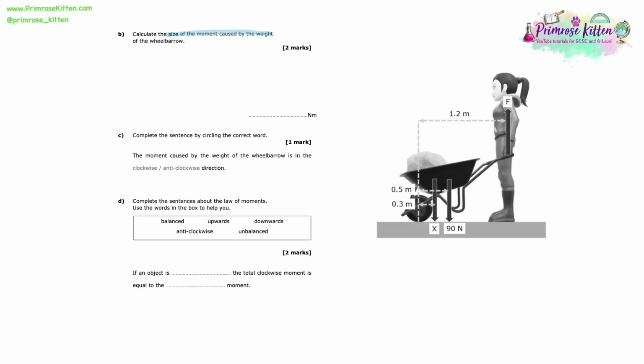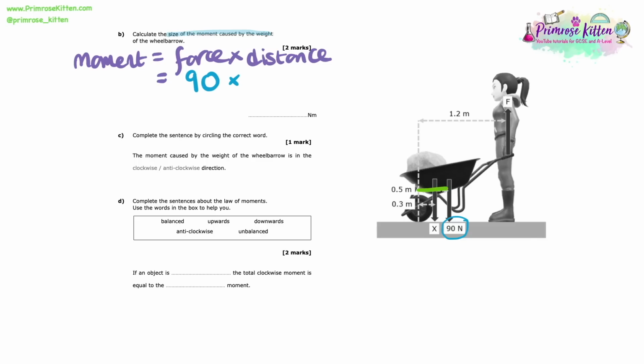So now we're asked to calculate the size of the moment caused by the weight of the wheelbarrow. Well, to answer this, let's first remind ourselves of how we calculate moments. So we need to know that the equation for moment is that moment equals force multiplied by the distance normal to the force. And when we say normal to the force, that means at right angles to the force, which is what we have here. So looking here, we're looking at the weight of the wheelbarrow and what moment is caused by that. That weight is 90 newtons, and that distance at right angles to that force, to the pivot, is 0.5. And so 90 times 0.5 gives us 45 newton meters. And that there is our answer.